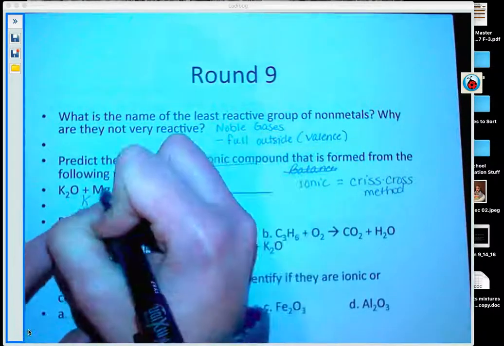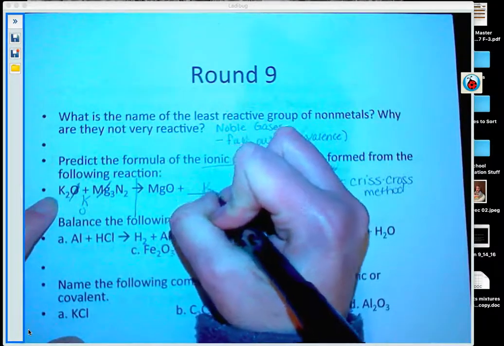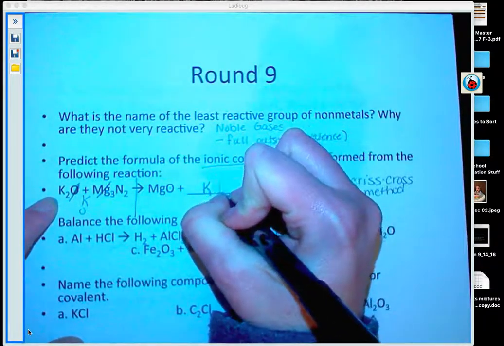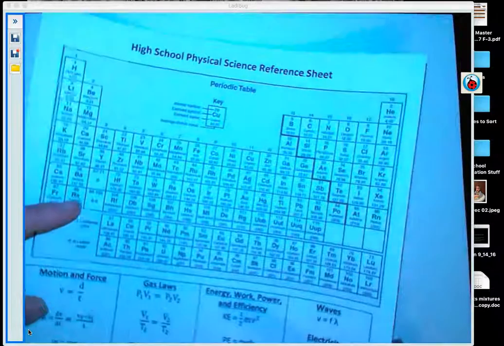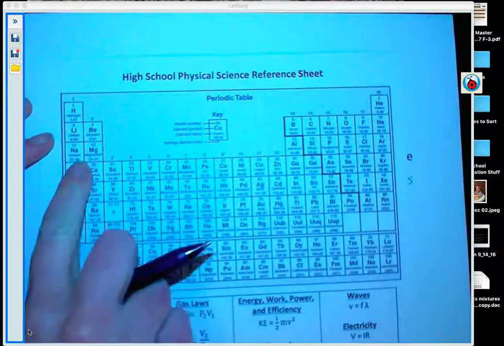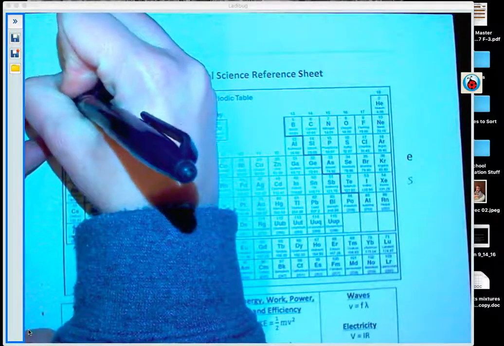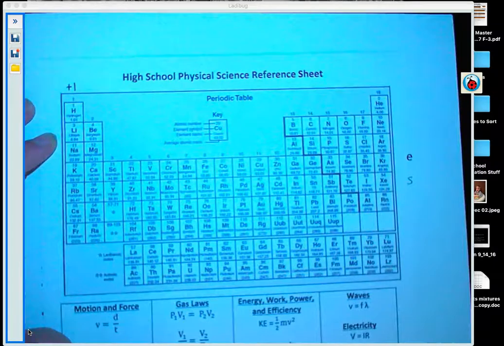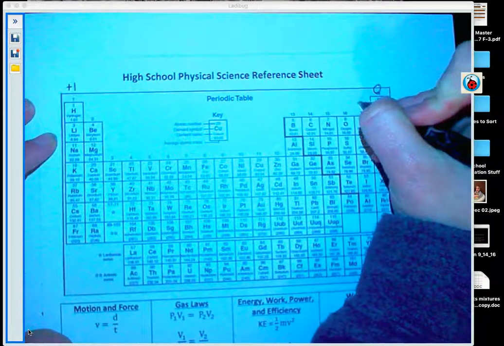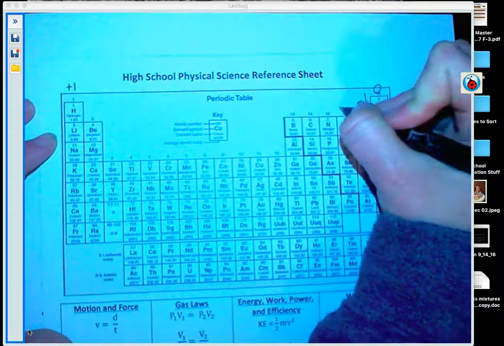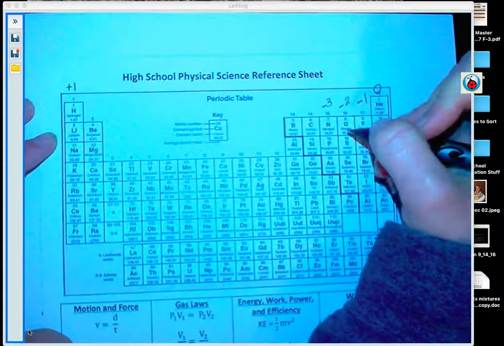Okay, so we have Mg, we have O, so that means that we're going to need to put potassium, which is K, and we're going to need to put nitrogen, which is N. Now I'm going to go over to my physical science reference sheet and find potassium. What group is potassium in? What is its oxidation number? Remember, it is a +1. Then let's go over here. These guys are a 0. This group is a -1. This group is a -2. Nitrogen's group is a -3.